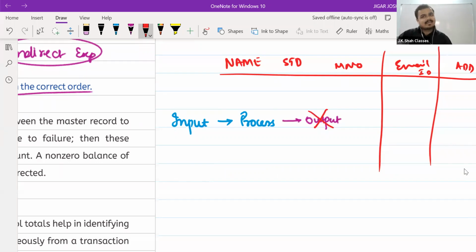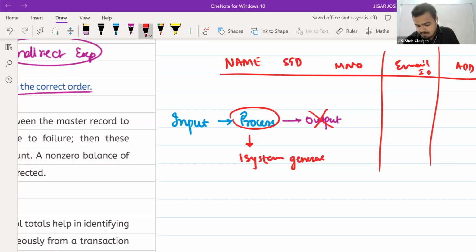It means the data is taken as input, the data is processed also, and during the time of processing, that data got lost. So this transaction will go to the system generated suspense account. The system generated suspense account will be there, in which the transaction will be notified. Sir, not understood. Can you please give us one example?